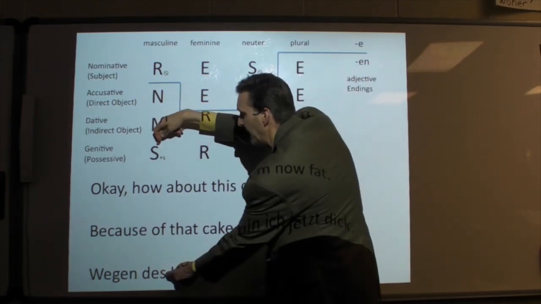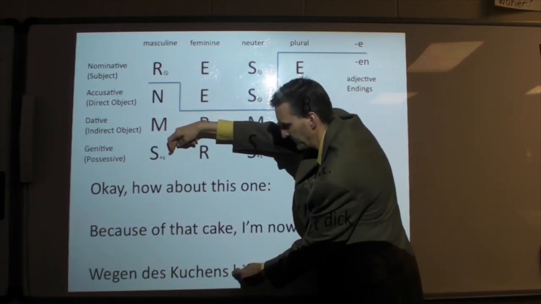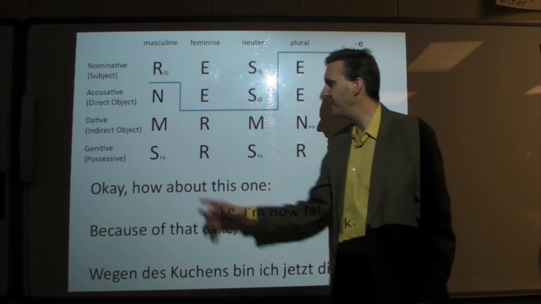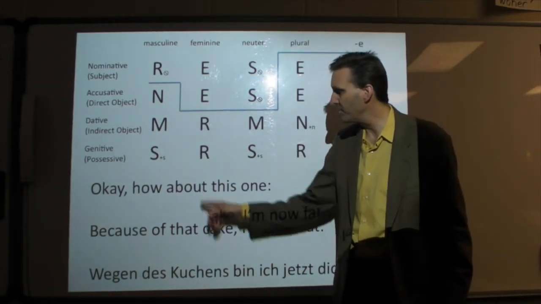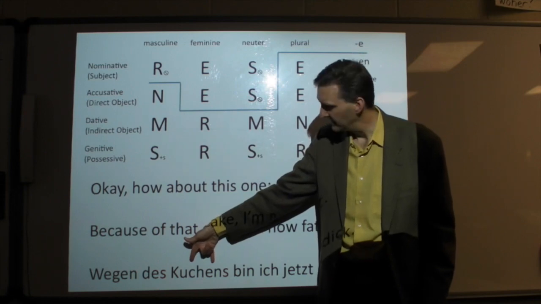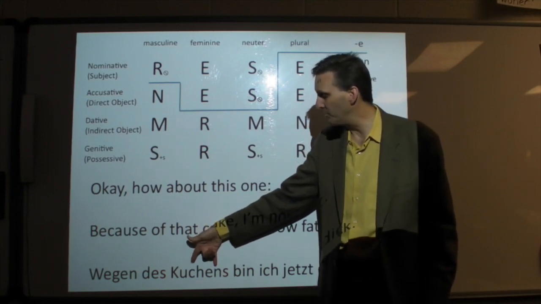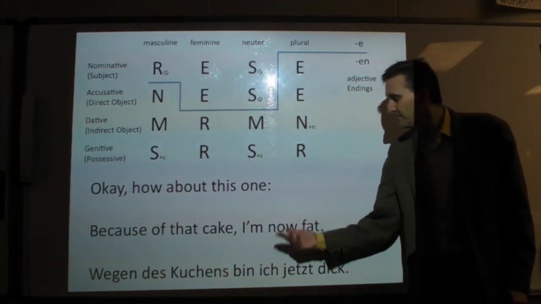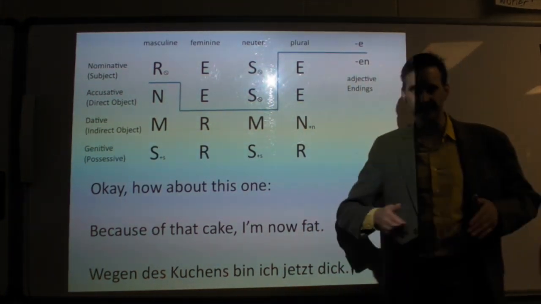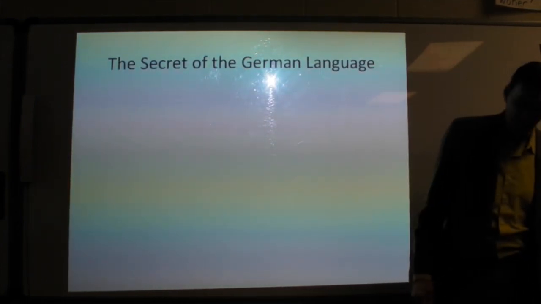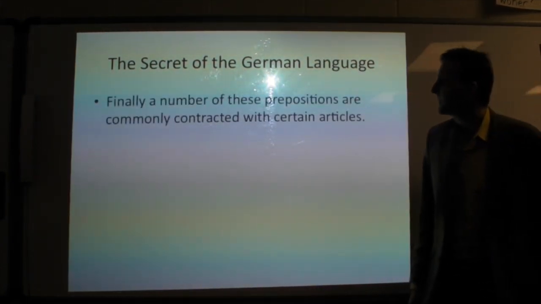So, wegen des Kuchens. Wegen des Kuchens. By the way, remember, it's just an S when a word like Kuchen is 2 syllables or more. If it was 1 syllable, then it'd be ES, but more than 1 syllable, just an S. Wegen des Kuchens bin ich jetzt dick. Right? It's all the cake's fault, not my own. Alright. Let's see.